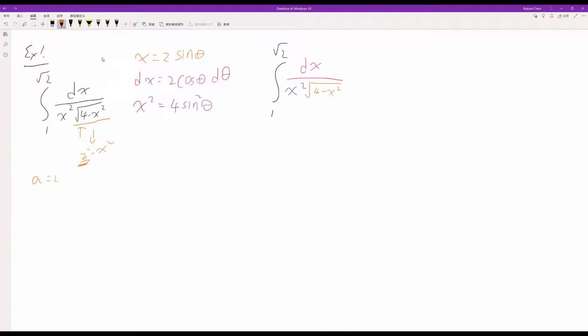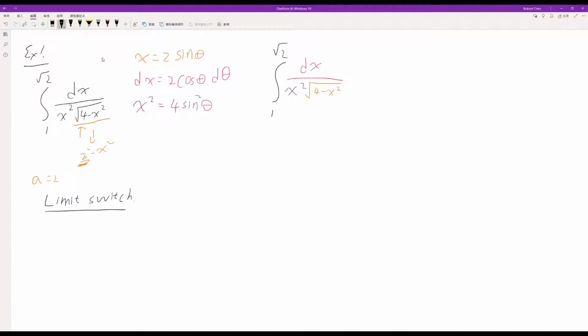All right, and let's rewrite everything in terms of theta. Actually, before we do that, there are two ways to approach this integral. The first way is by doing the limit switching, meaning we're going to rewrite the limit from x to theta.